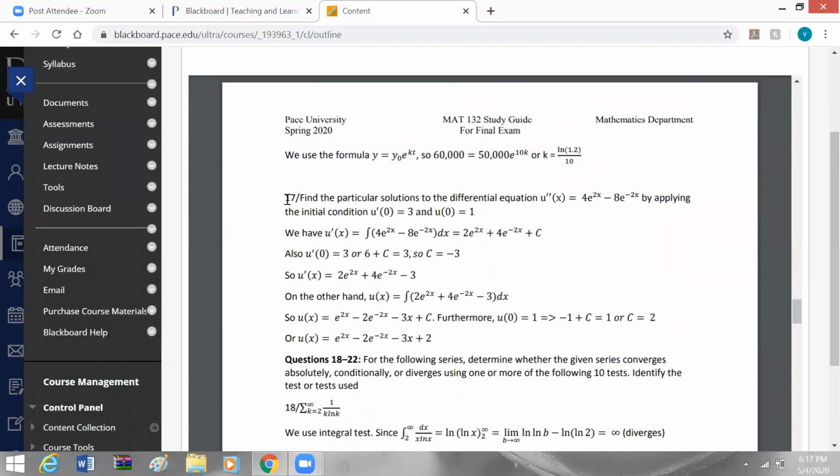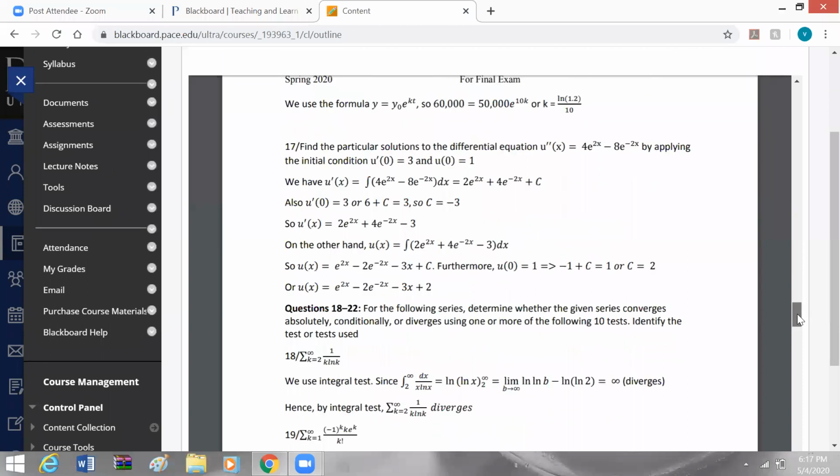And sometimes we need to find particular solutions of a differential equation. So let's say I give you a certain function like that, and then we need to deal with the first derivative and the second derivative by integrating.